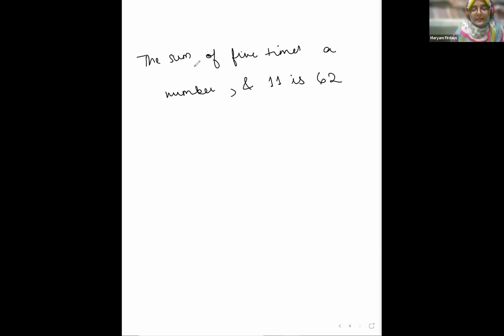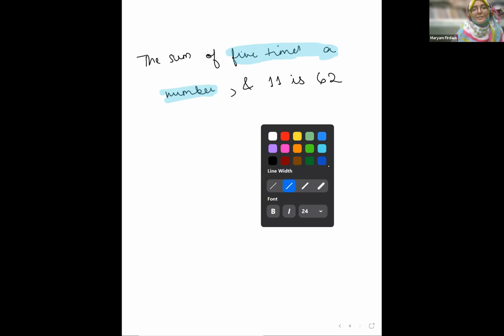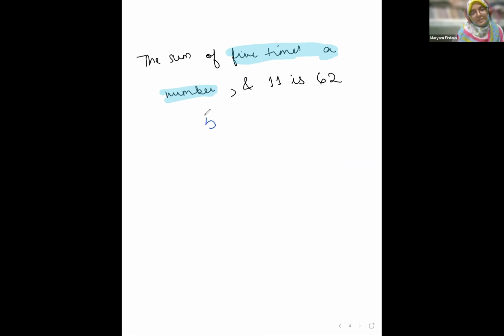Let's break this down into parts, okay? So the first part is the sum of 5 times a number. First, what are we having? We have 5 times a number. Let's take the number as x, or y, or anything? Okay, y, you're saying y. So this blue part, I am translating into the mathematical statement. 5 times a number is 5y, right?